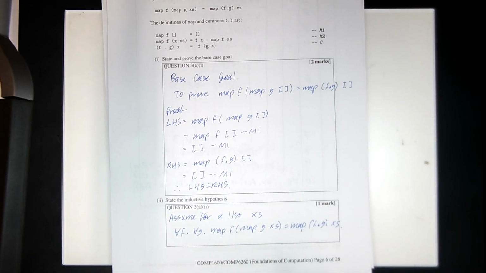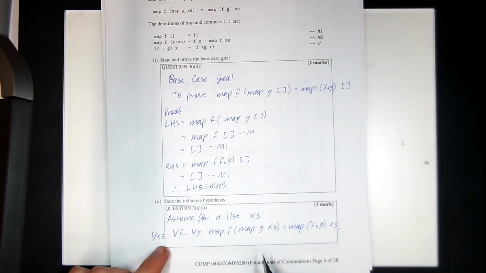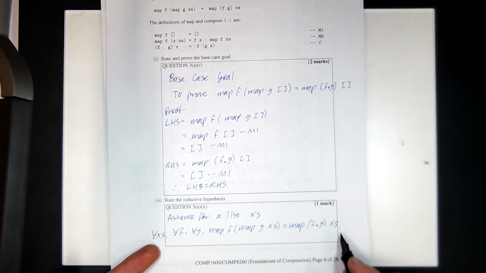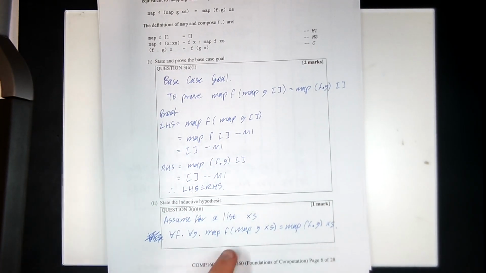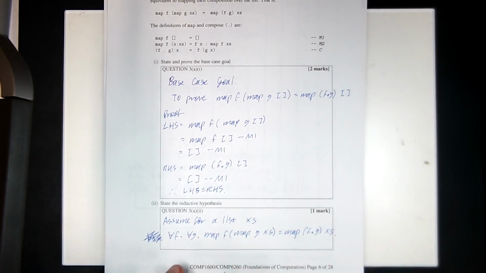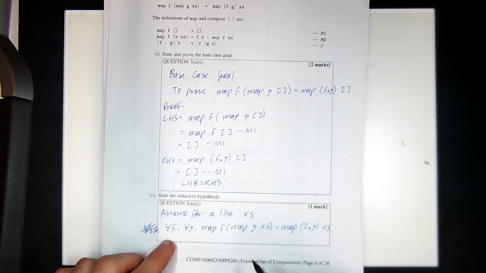You'll note that I've quantified f and g because they can be anything, but I haven't quantified xs. The reason is that when you prove something using the inductive hypothesis, we assume it's true for xs and prove it's true for x cons xs, so the xs before has to be the same as the xs afterwards. If I quantified this with xs, I've essentially assumed the property I'm trying to prove. So we're going to assume for some list xs this property, and then prove it for that same list xs with an x tacked on front.